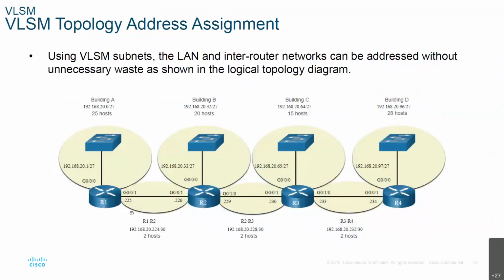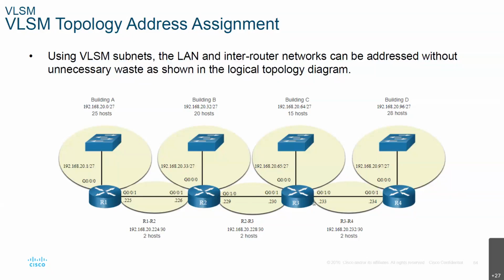From R1 to R2, remember, only 2 devices. The network address is 224/30. The first IP address is 225. The second IP address is 226. The broadcast address is 227. This network is 228. You see, after 227 is 228, network address. The first IP address is 229. The second IP address is 230. The broadcast address is 231.